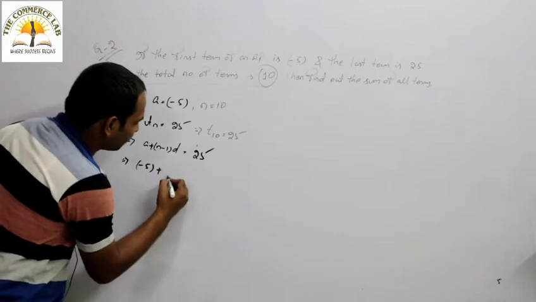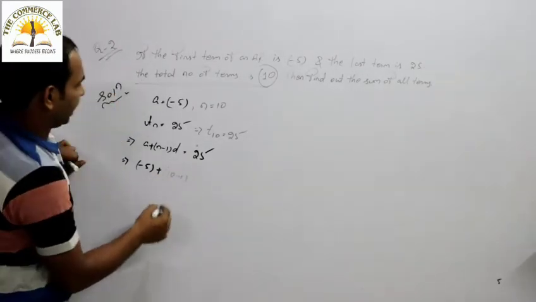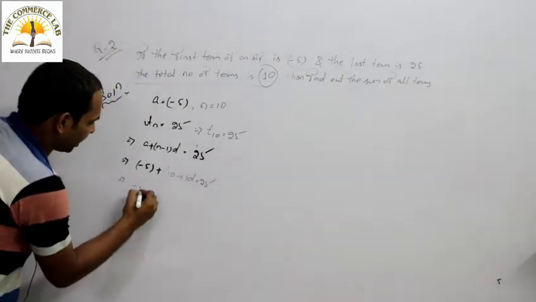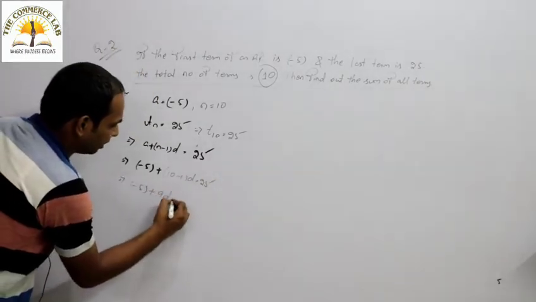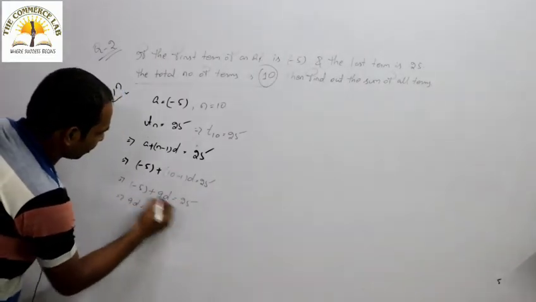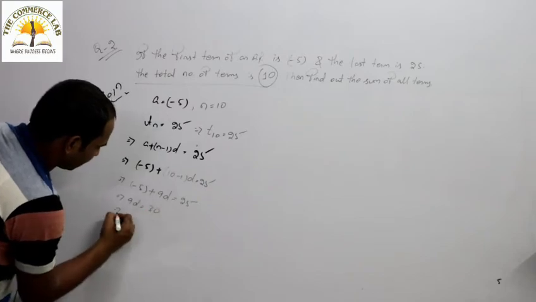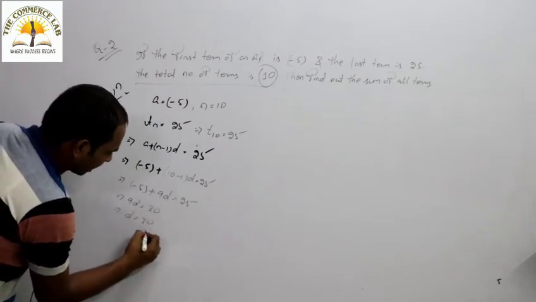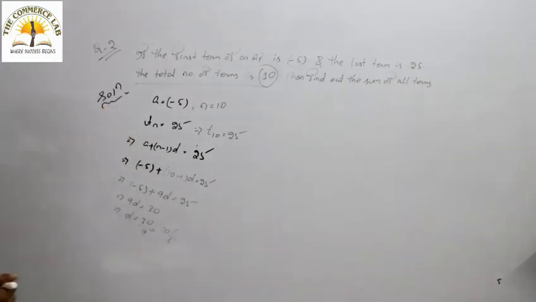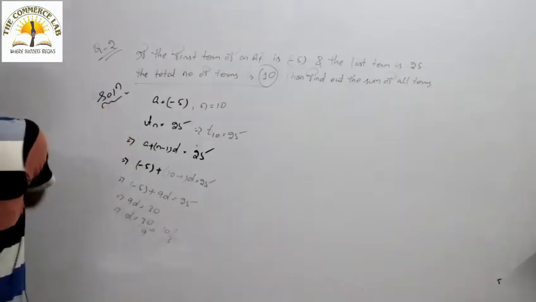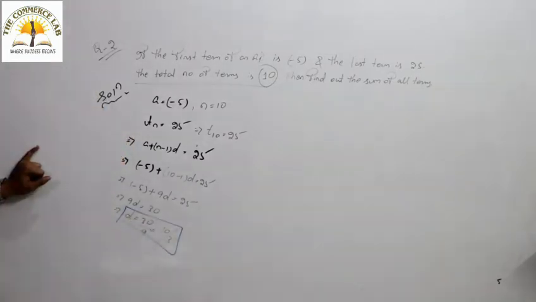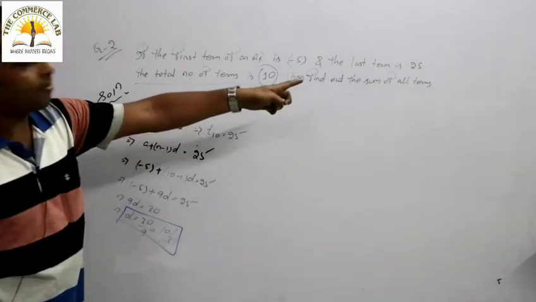So 10 minus 1 into d. We don't know the value of d. This implies minus 5 plus 9d is equal to 25. 9d equal to 25 plus 5, 30. Then d equal to 30 by 9, or 10 by 3. So the value of d is 10 by 3. Then we have to find out the sum of all terms.